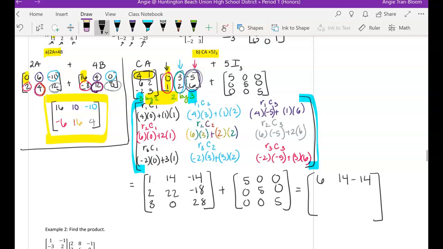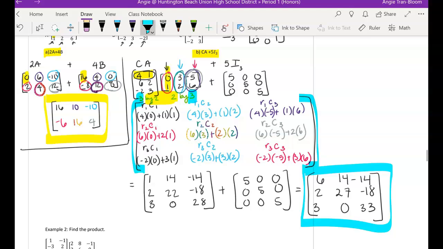Then 2 plus 0 is 2. 22 plus 5 is now 27, and negative 18. 3 plus 0 is 3. 0 plus 0, 0. 28 plus 5 is now 33. So class, your final answer for example B is that.